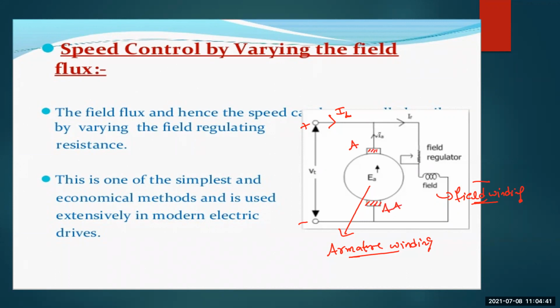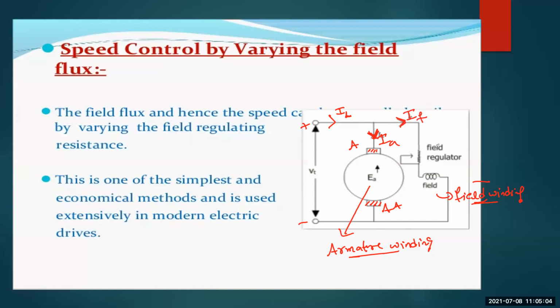If it is a generator, this current is delivering. If it is a motor, the current direction will be like this. For a DC shunt motor, this is called the armature current, and this is called the field current.